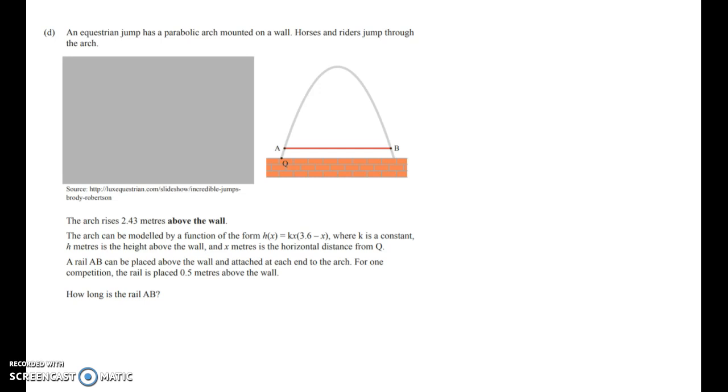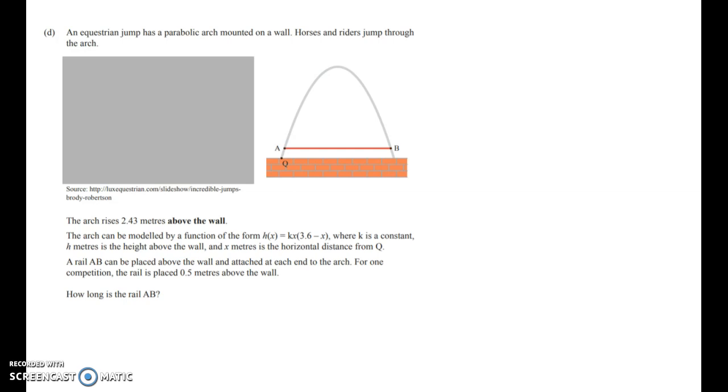Okay, an equestrian jump has a parabolic arch mounted on a wall. Horses and riders jump through the arch. So we're given a picture of the arch, but we're not given axes on that graph. So we're going to need to put those in. But we'll get to that in a second.